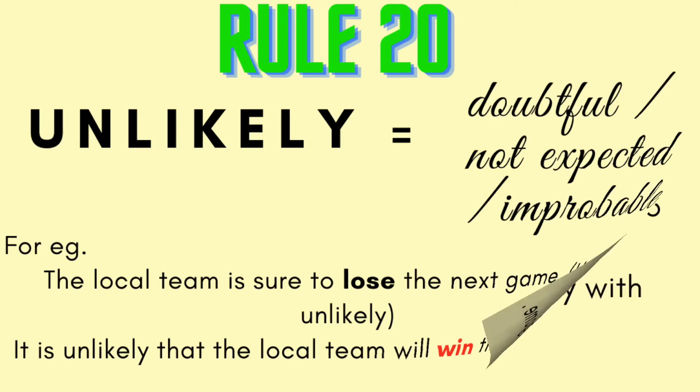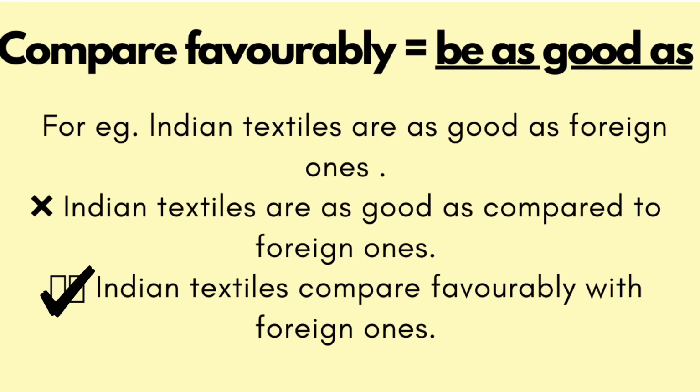You should also remember compare favorably is equal to be as good as. For example, if you get the question, Indian textiles are as good as foreign ones, you might think a lot, or you would write the answer Indian textiles are as good as compared to foreign ones. Compared changes the form. So the answer would be Indian textiles compare favorably with foreign ones. You don't have to change the form.